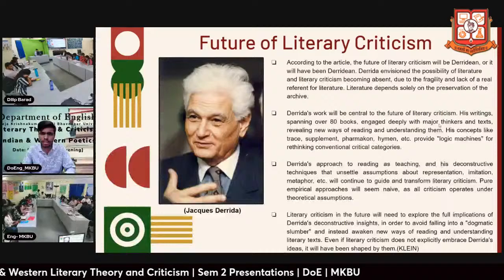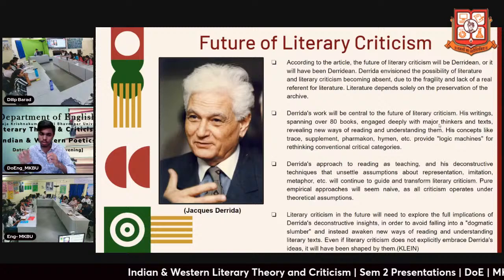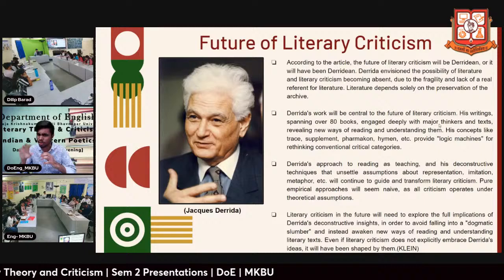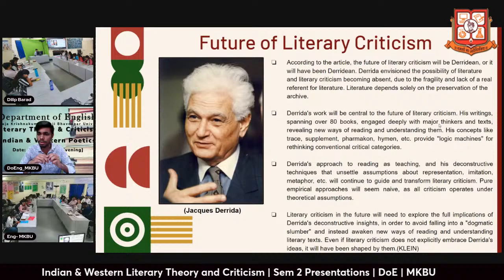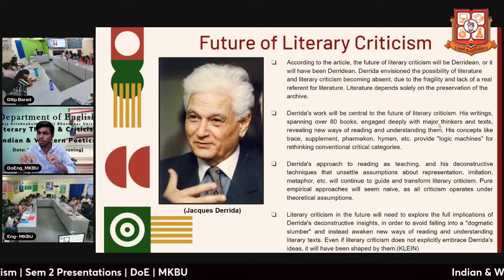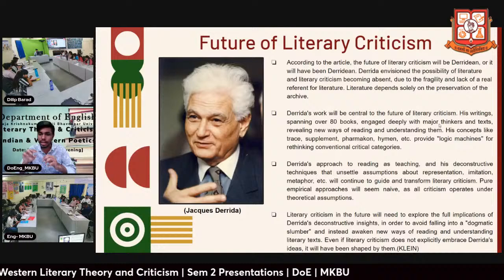Next is the future of literary criticism. This idea was given by Jacques Derrida, the French philosopher. According to the article, Kling also talks about how the future of literary criticism will be Derridian, or will have been Derridian. This invests the possibility of literature and literary criticism becoming absent, due to the fragility and lack of real reference for literature. So Derrida's work will be at the center of the future of literary criticism.